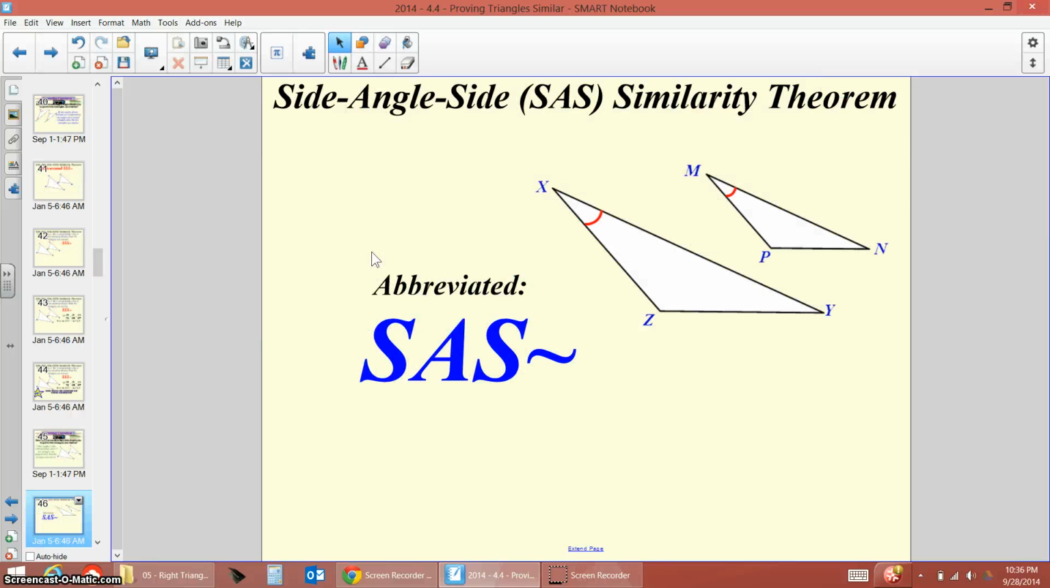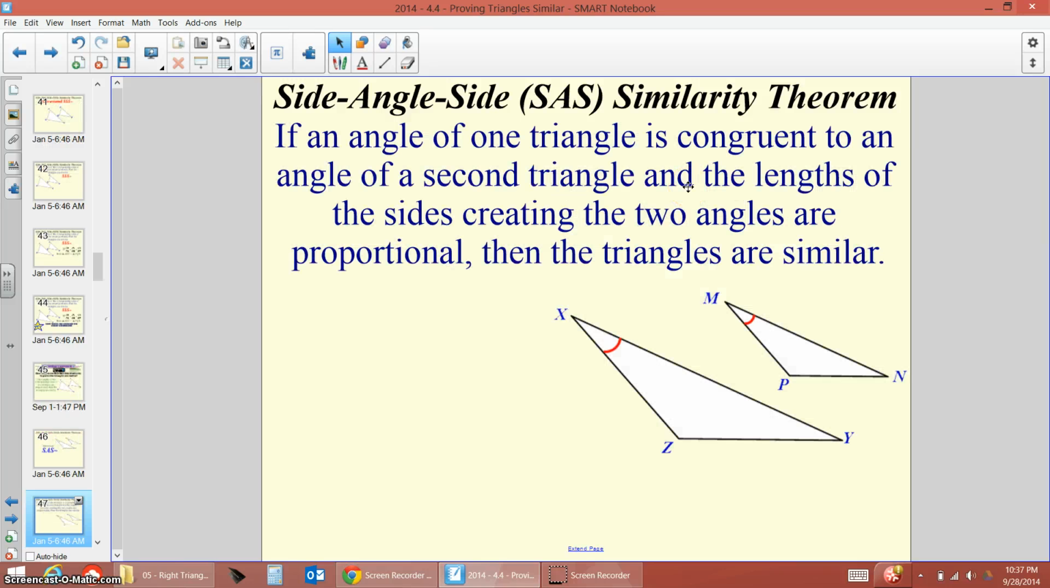So if we look at the next one, it's side angle side. Again, you're saying, wait a second, we used that one already. It's fine, but now instead of having it be congruence, we're doing similar. So the two angles have to be congruent, and then the corresponding sides that form that angle. Notice how ZX and XY form the angle X. So that means that ZX and XY have to be in proportion to PM and MN. And if that happens, then we have two triangles that are similar.